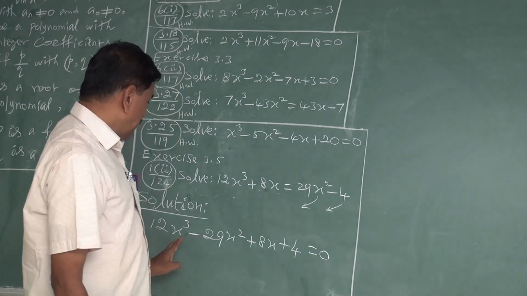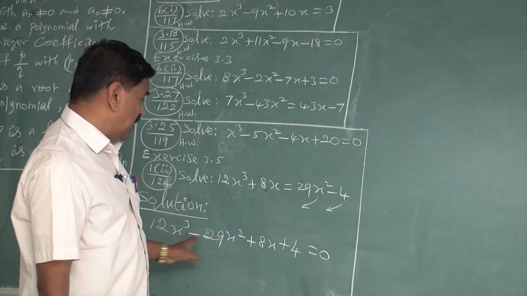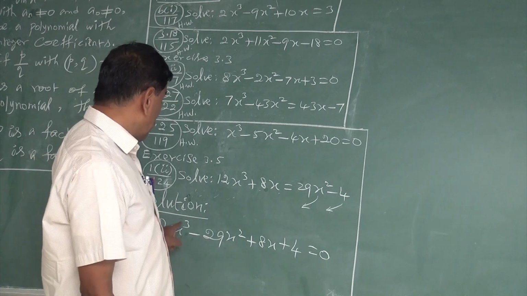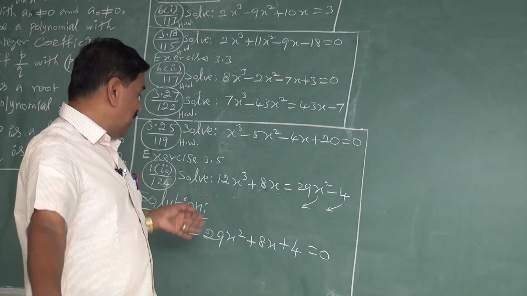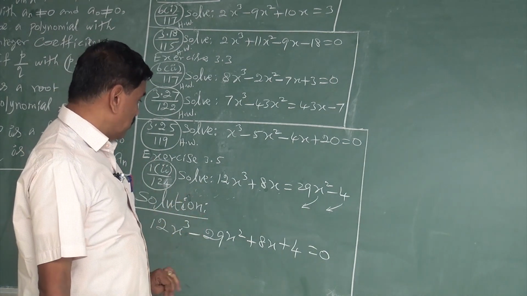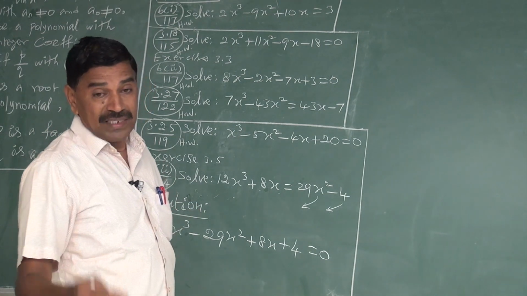Okay, listen, x cube, x square, x, a constant equal to 0. Solve the equation, which is in the standard form. Here there is no option, that is important. Here the highest power is 3, so how many roots does it have? Very good, 3 roots. We want to find 3 roots, okay. And seeing the question itself, we can identify some roots.